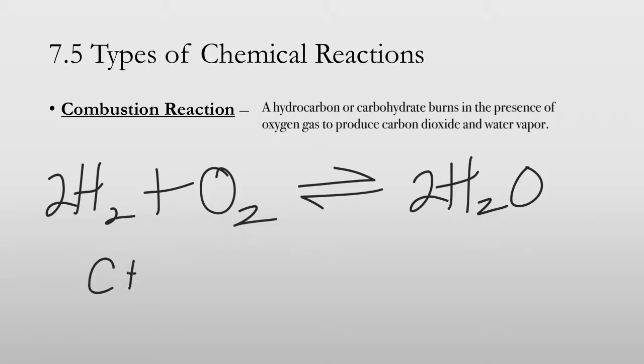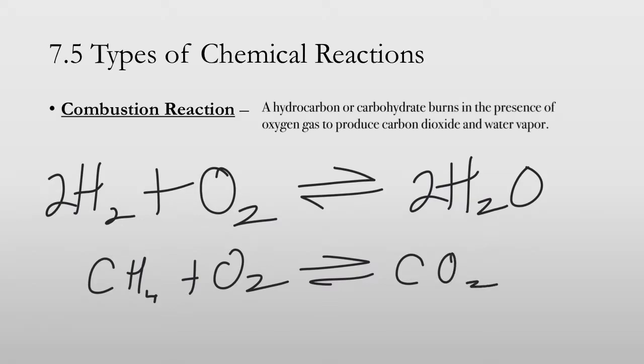I could take methane, react it with oxygen, and you're going to get CO2 and water. And we would need to balance this, but we've got 1 carbon on each side, we've got 4 hydrogens on the left, 2 on the right. Now we've got 4 oxygens on the right compared to 2 on the left, so you put 2 there.